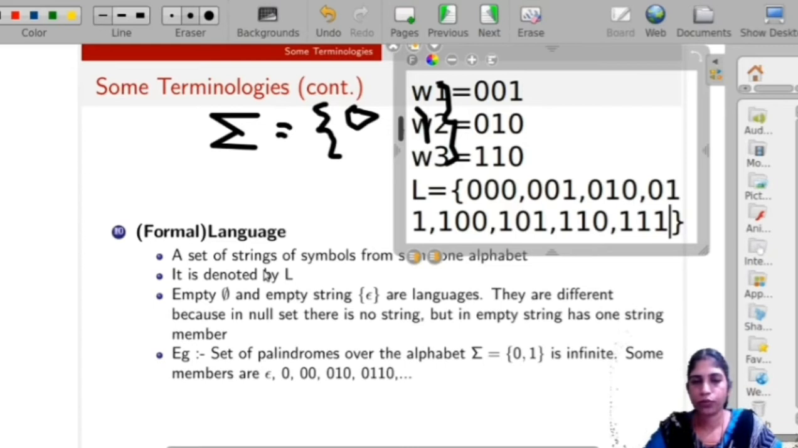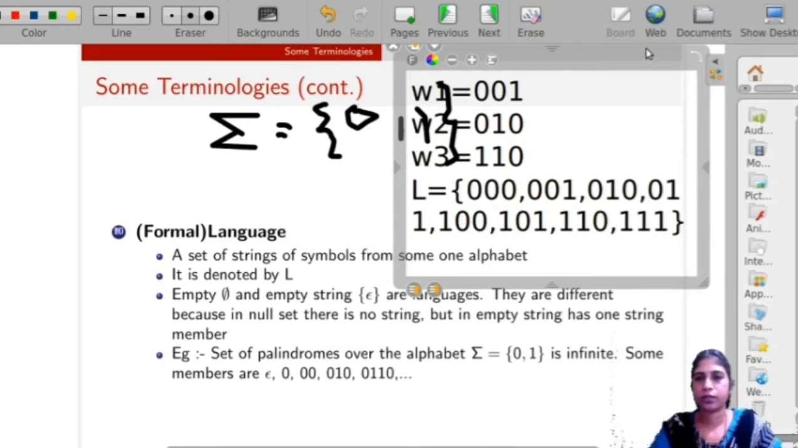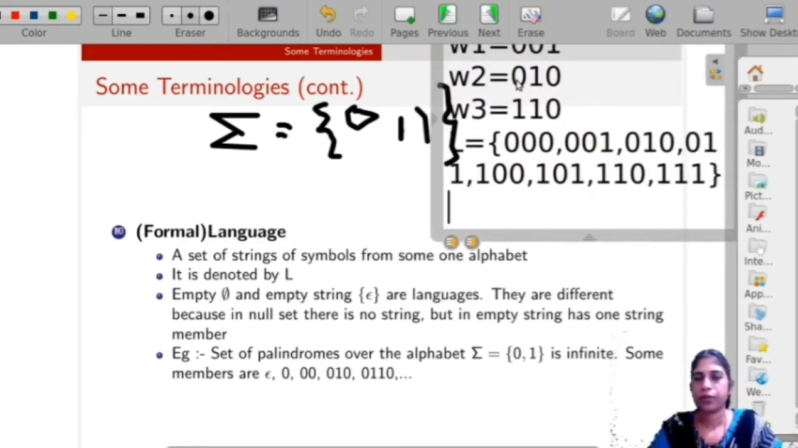So language means a set of all strings or symbols from one alphabet. It is denoted by the letter L. We can write another language from this alphabet. Suppose we have to construct all the palindromes. You know what a palindrome is? Palindrome means that it reads the same back and forth. When you read from left to right and also from right to left, it reads the same. That is called a palindrome. Malayalam is a palindrome. The spelling is the same from left to right and from right to left. M-A-L-A-Y-A-L-A-M. That is called a palindrome.